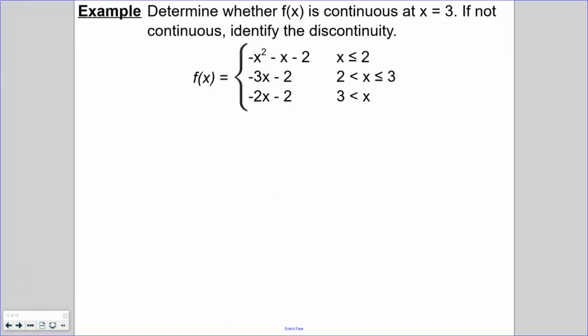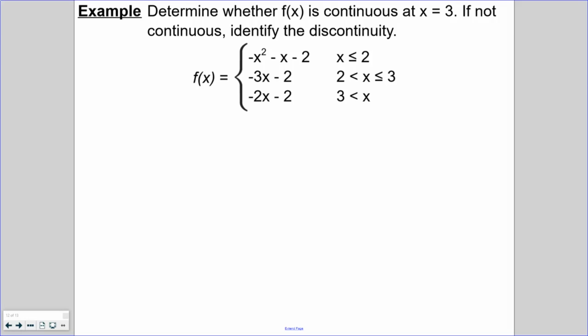Alright, in our next example we're going to do the same thing. We're going to determine whether or not the function is continuous at a point, specifically x equals 3. And if not continuous, we want to identify the discontinuity. So here we have a 3-piecewise function, negative x squared minus x minus 2 when x is less than or equal to 2, negative 3x minus 2 when x is between 2 and 3 but including 3, and negative 2x minus 2 when x is greater than 3.